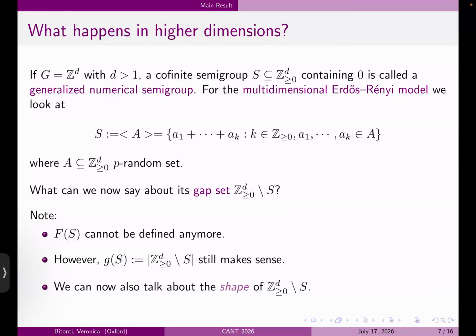Okay. And in particular, another thing that we can talk about now, being in a higher dimensional scenario, is the shape of the gap set. So what do I mean by shape? Well, because we are now working in a dimension bigger than 1, we can expect to have regions in our hyperplanes where we do not have many points of our semigroup, and regions that instead have loads of points of S. So I guess the question in this case would also be, is there perhaps a sort of threshold shape that distinguishes the part of our space that does not have many points of the semigroup from the part of space that has loads of points of our semigroup.